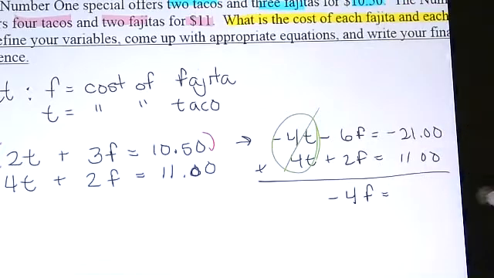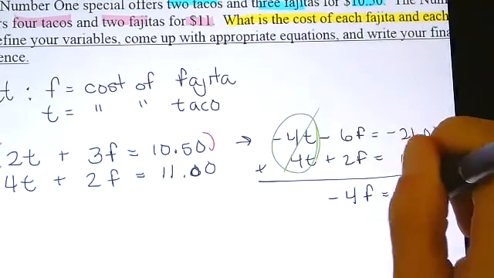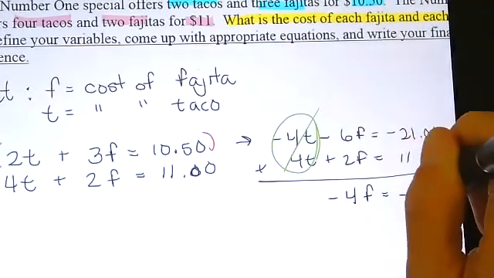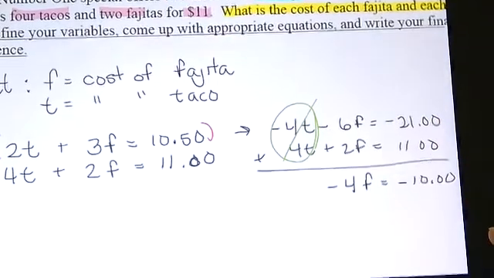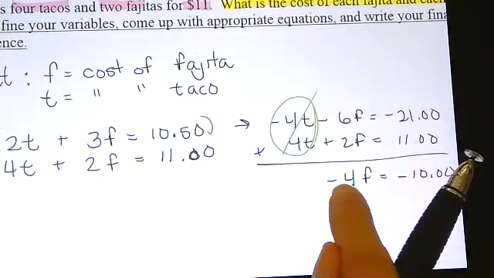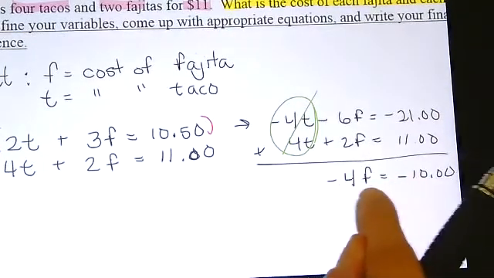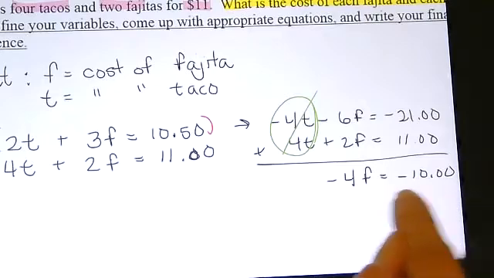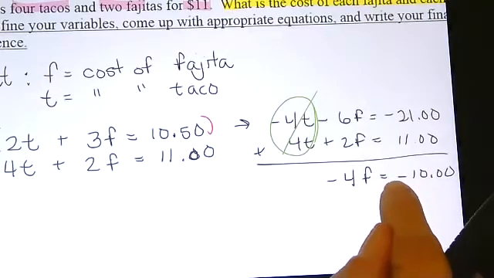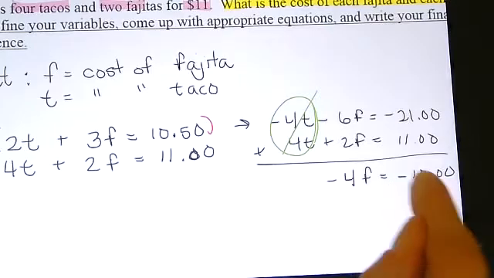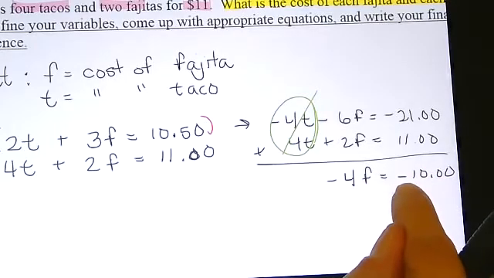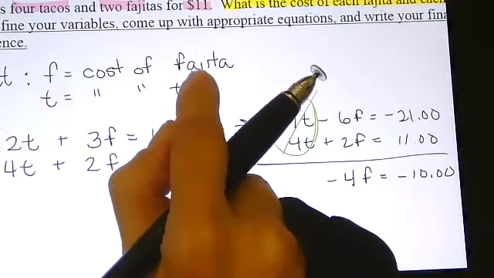-21 and 11 is -$10. Okay. So we're going to divide -10 by -4. I know it doesn't divide evenly, and we've said in the past that when things don't divide evenly, feel free to leave it as a fraction. This would be the exception to that, because what we're trying to figure out is the cost of a fajita.